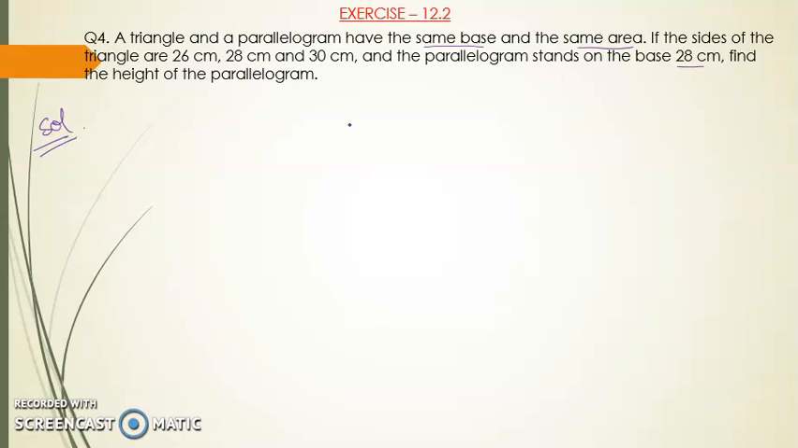Understand carefully. First we will draw the parallelogram. See this figure, because if you don't draw the figure you will make a mistake. So let this be a parallelogram. Everybody knows a parallelogram. Let this be A, B, C and D. You have to keep in mind the parallelogram stands on the base 28 centimeters. So let this be 28 centimeter. Now I'll draw a triangle.